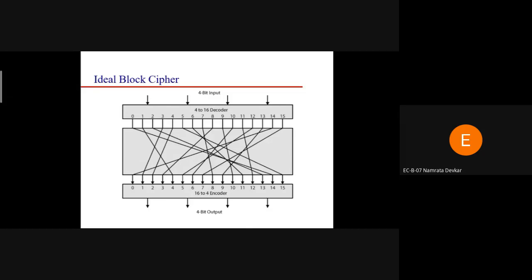Have you understood the structure of the ideal block cipher? Why can we use the numbers from 0 to 15? Why do we use the decoder as 4 to 16 and the encoder as 16 to 4? Our input bits are 4, so we can use the formula 2 raised to 4, and 2 raised to 4 is 16. So we can use a 16-bit encoder as well as a 16-bit decoder.